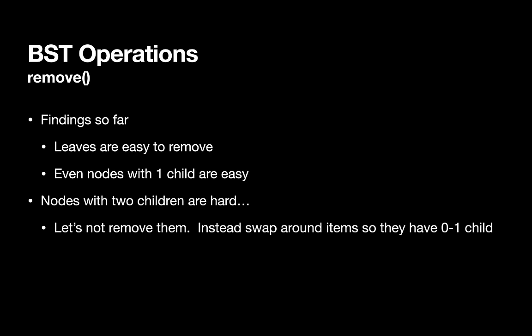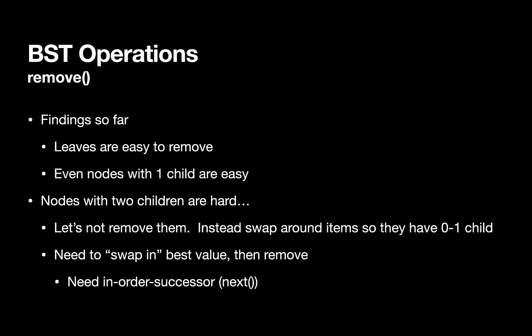But if we're swapping things around, we need to make sure that our tree is still going to maintain its order property. So we need to swap in the best possible value to maintain the order property and then do our removal process. Okay, so what would the best possible value be? Well, it would be the one that ensures that the subtrees to the left and to the right are still valid, that the left subtree contains keys that are less than the newly swapped in value, and the right subtree contains values that are greater than the newly swapped in value. It turns out that the in-order successor is a perfect candidate for that.